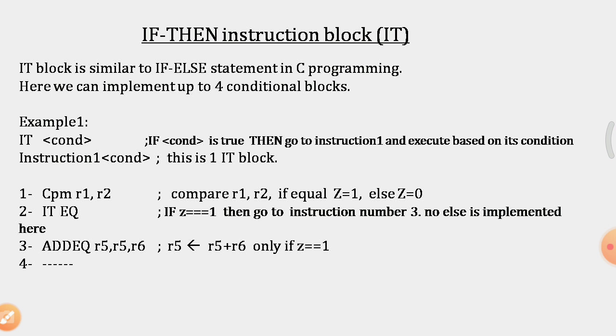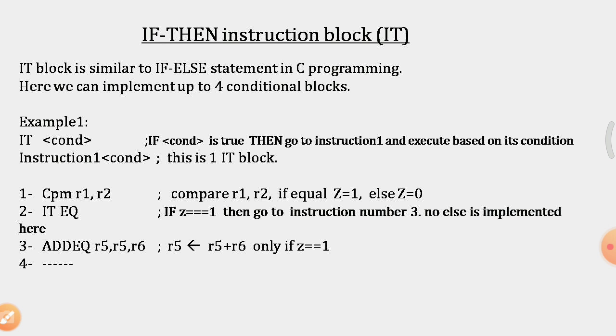Next, we'll discuss the if-then instruction block, the IT instruction. The IT block is similar to an if-else statement in C programming. Here we can implement up to 4 conditional blocks. That is, IT can be implemented with 4 conditions.